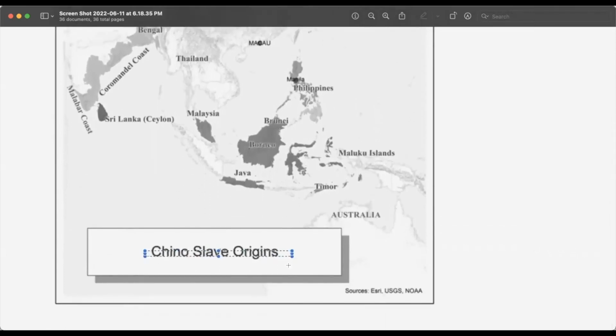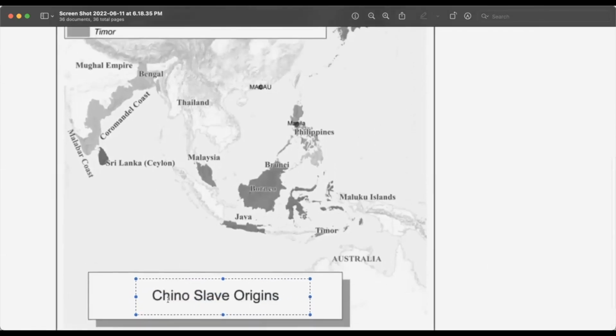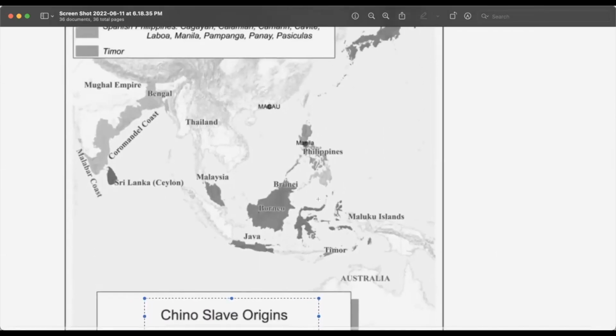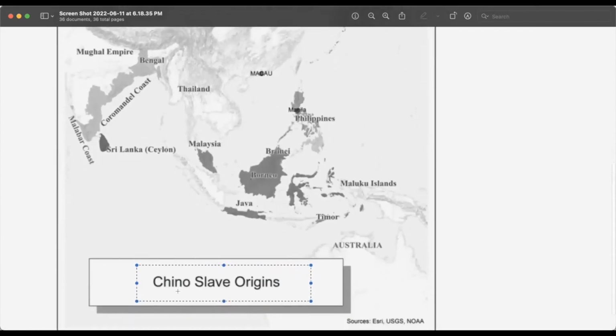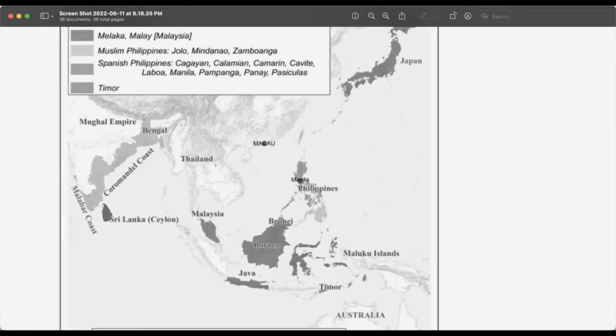Chino slave origins. Pay attention. These are not Chinos how we think of Chinos. These are so-called Negros. To think that Asians look a certain way and that the word Chino is supposed to look a certain way, maybe in modern times, but not in the 1500s and 1600s, all right?